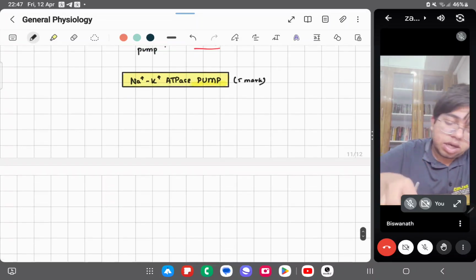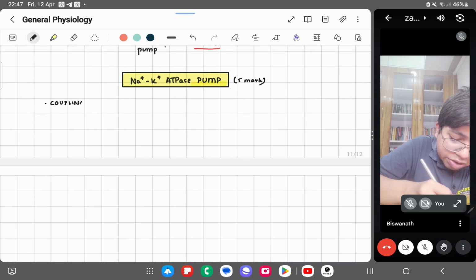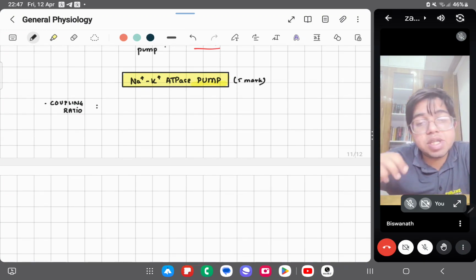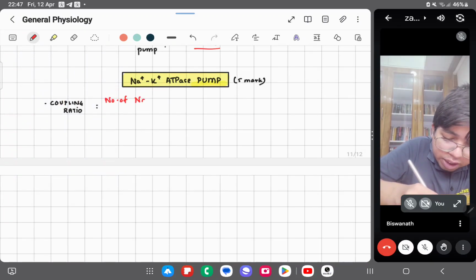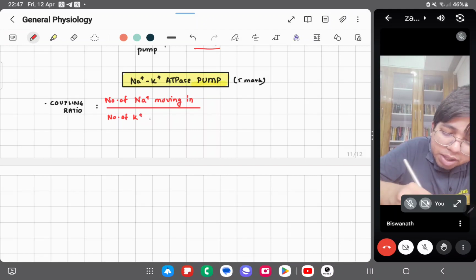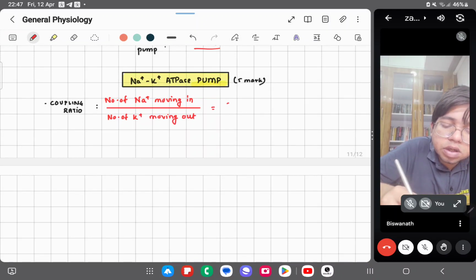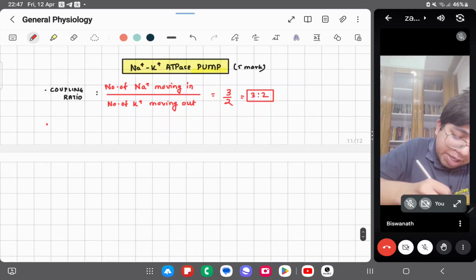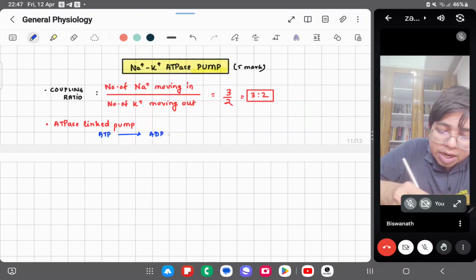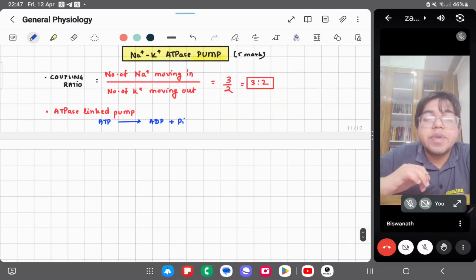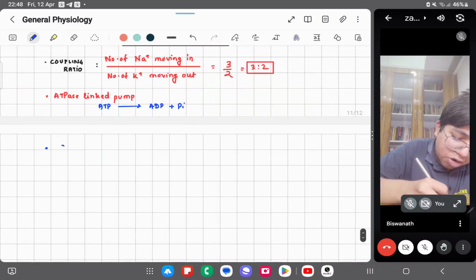Here we define a term called the coupling ratio. Coupling ratio means how much the two ions are moving in or out, or the diffusion ratio. That is the number of sodium ions moving out by the number of potassium ions moving in. So here the coupling ratio will be 3 by 2, equal to 3 is to 2. Understood? Another thing is that it is an ATPase linked pump. For the production of energy, ATP is hydrolyzed to ADP plus Pi. You can write the statement as well. And another thing, it is an electrogenic pump.